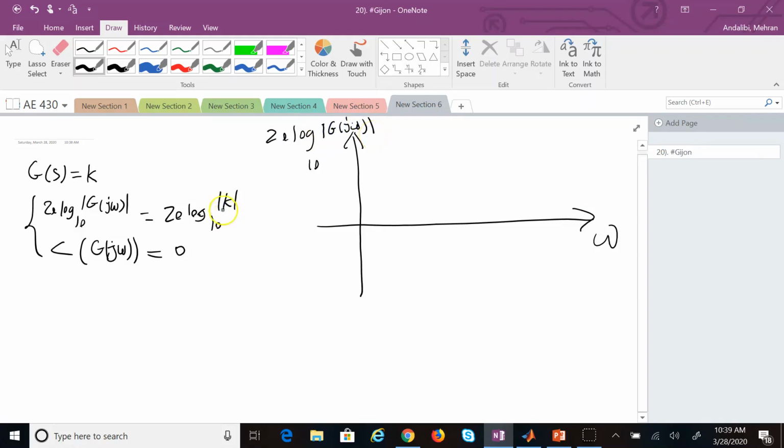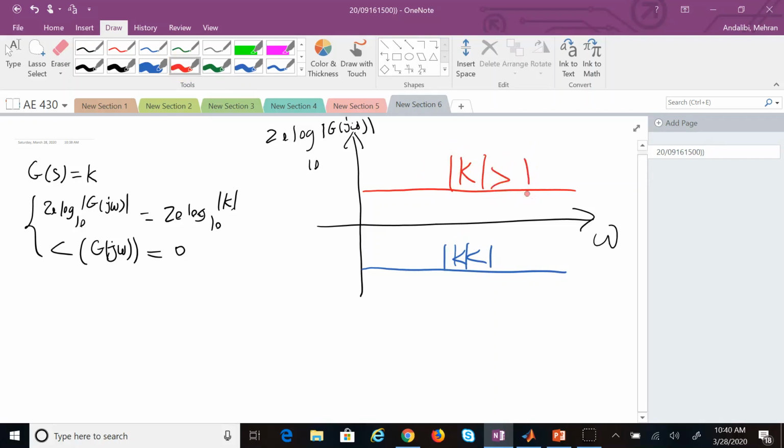okay, what happens? First of all, this does not depend on omega. It's just a constant number. It's just 20 log10 of a constant number, and of course it's going to be a constant. Now the question is whether that constant number is positive or negative. Well, it depends on this log of k in base 10. We know if k is bigger than 1, then log is positive. If k is less than 1, then it is negative, right? So it is going to be like this, or it is going to be like this. This is where k is less than 1, and this is where the magnitude of k is bigger than 1. So it is going to be a constant line.